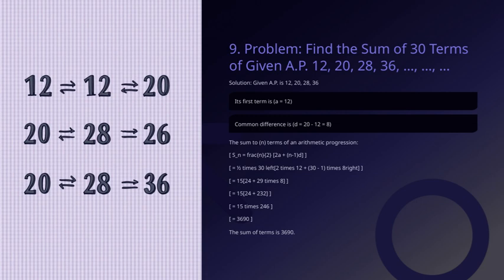In our case, the common difference d is 20 minus 12, which equals 8. The first term is 12. So the problem we're solving is to find the sum of the first 30 terms of this progression, which starts at 12, then 20, 28, 36, and continues onward. By understanding these key points, the sum formula, the common difference, and the first term, we can systematically calculate the total sum for any number of terms in the sequence.